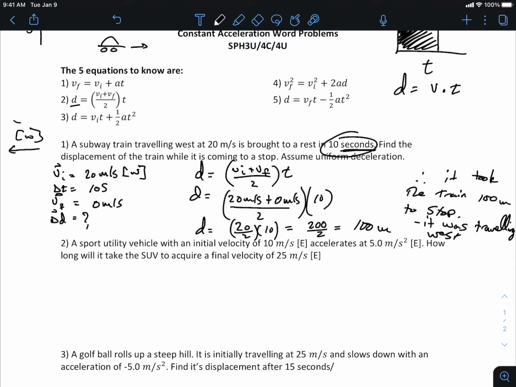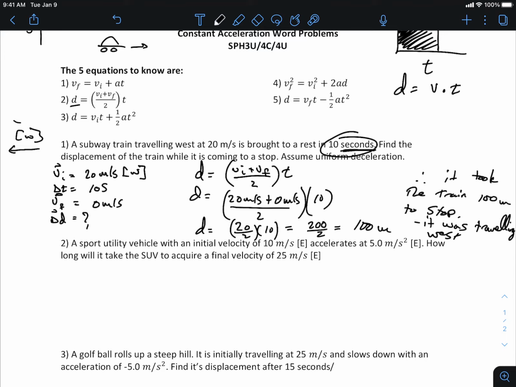So it's a lot of information in there. You like seeing lots of information. That makes your life easier, right? If you see less information, then you start to get a little bit scared, because then there's some other work. The less information you have, the more work you're going to have to do. They're like two-step questions, where you're going to have to solve for something else first and then find the other thing. So let's have a look here.